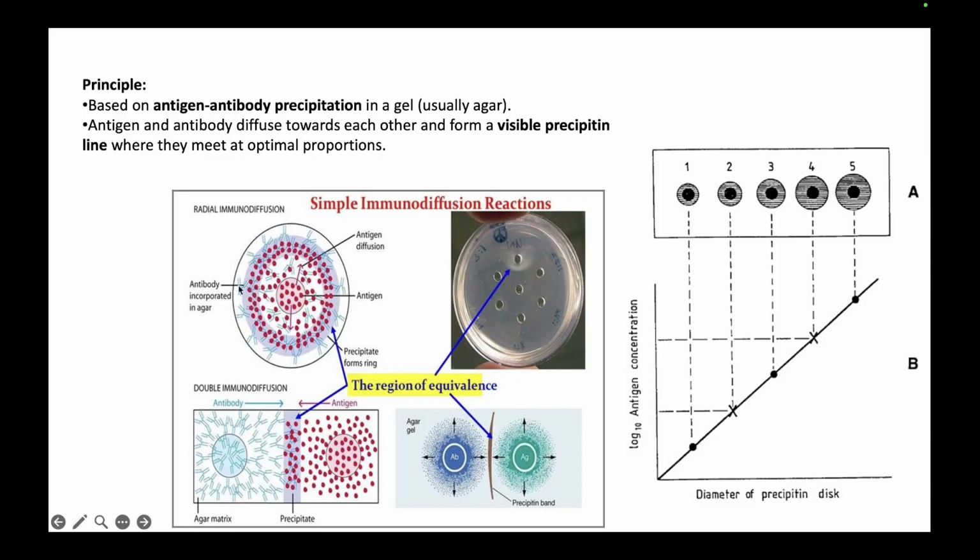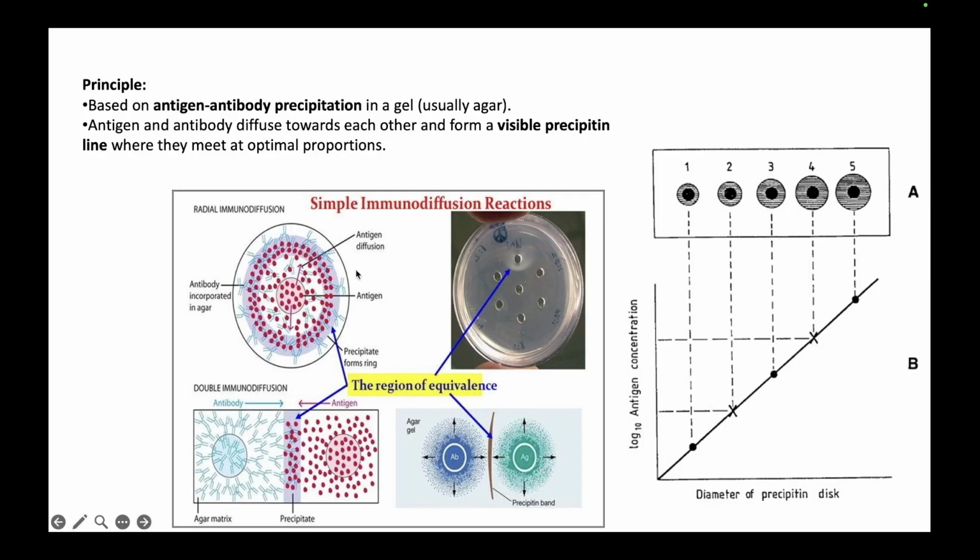But where you have the optimum or equal concentration, where all the antibodies are occupied with the antigen epitopes, they make a precipitate, and this is directly proportional to the antigen concentration. This is the antigen concentration and this is the diameter of the precipitating disk. Here you can see the diameter is increasing as the antigen concentration is increasing. The more antigen you give, the more precipitation you will see. This is a radial immunodiffusion, where the higher the antigen concentration, the bigger the ring.